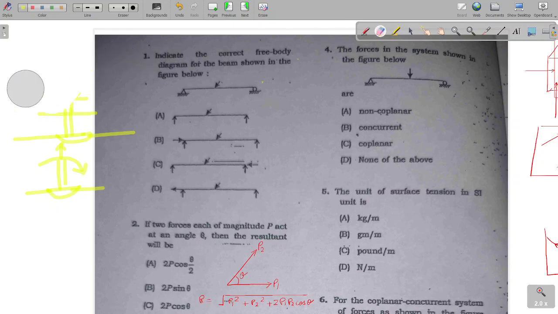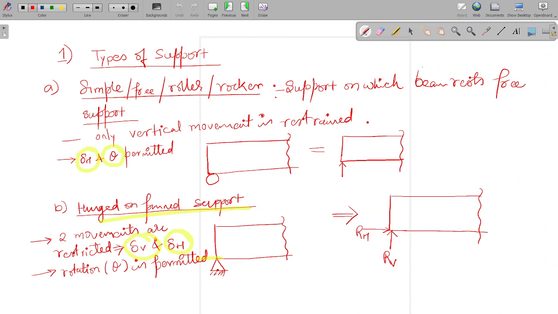So let's see what the types of supports are. First support is simple or free or roller or rocker support, a support on which the beam rests freely. In this support, only the vertical reaction is developed. So only vertical movement is restrained.